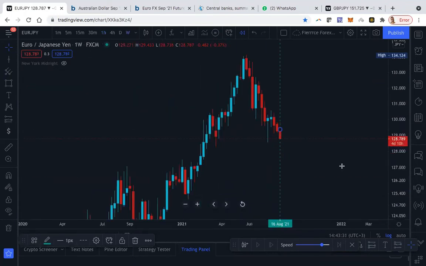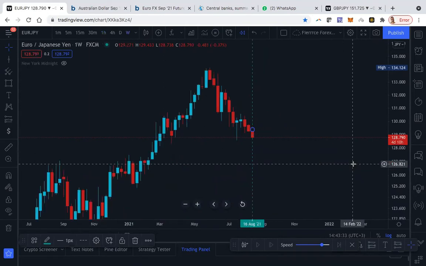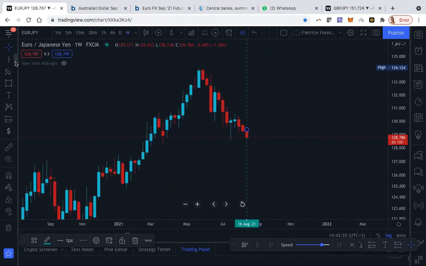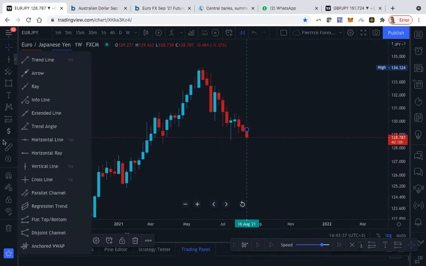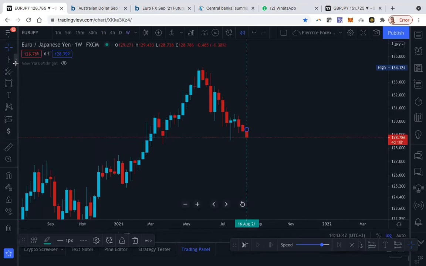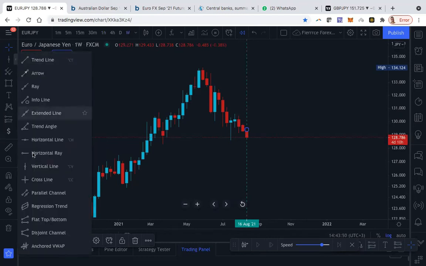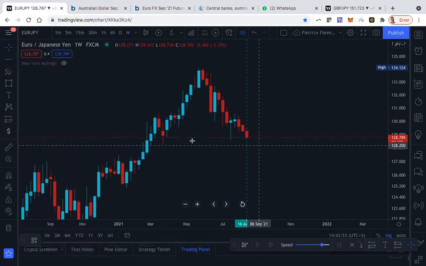Now, Euro JPY, at this point in time, looks like it's pushing lower, but I would be cautious about getting into a sell on EJ. I'm bullish on the pair as well. What I expect to happen is it's possibly pushing lower to grab some liquidity, and that's fine.